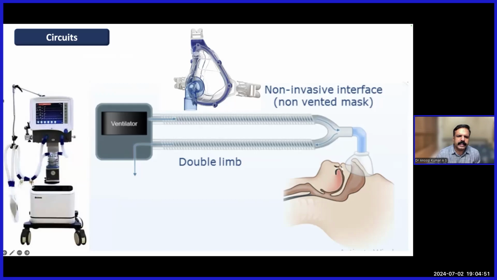Suppose you are using an ICU ventilator where you have a dual limb circuit, so you have an inspiratory limb and an expiratory limb. Here the gas is moving through the inspiratory limb to the patient. Then the exhaled gas is coming out through the expiratory limb. So you have an inspiratory limb, gas going in, then the patient exhales, and the gas is going out through the expiratory limb. So here you don't need a leak port. Whenever you use a dual limb circuit, you have to use a mask without a leak port, and this is called a non-vented mask.